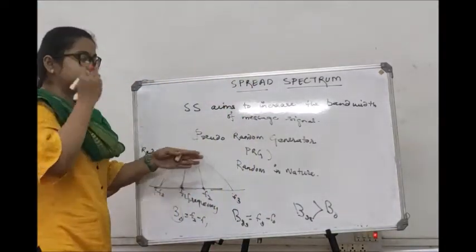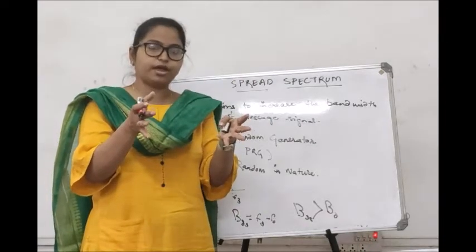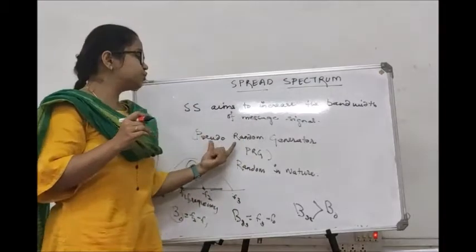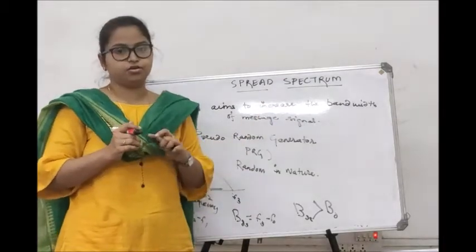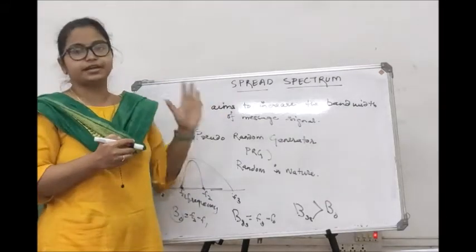Okay. So how is this achieved? By adding some other signals, which are extremely random in nature. We call it a pseudo random generator. Okay. So this is called the spread spectrum technique.